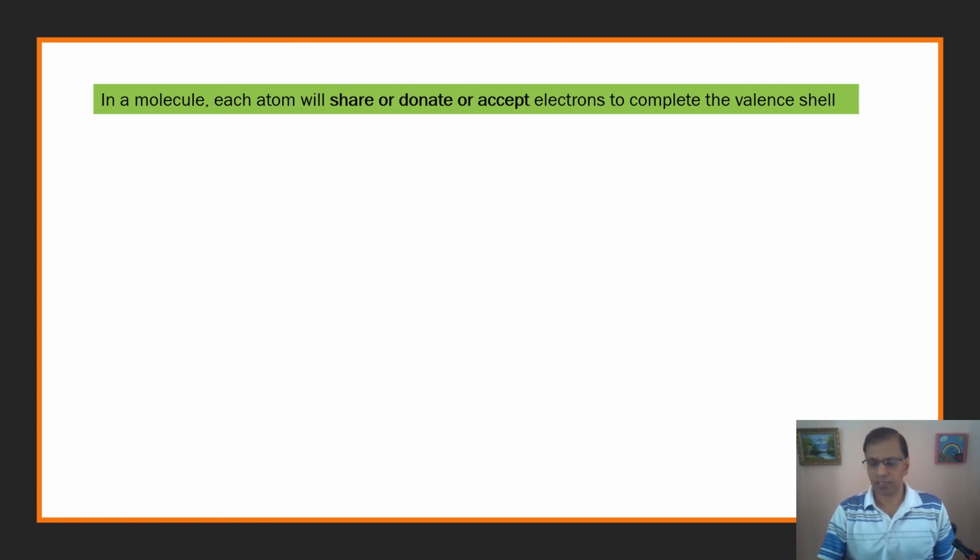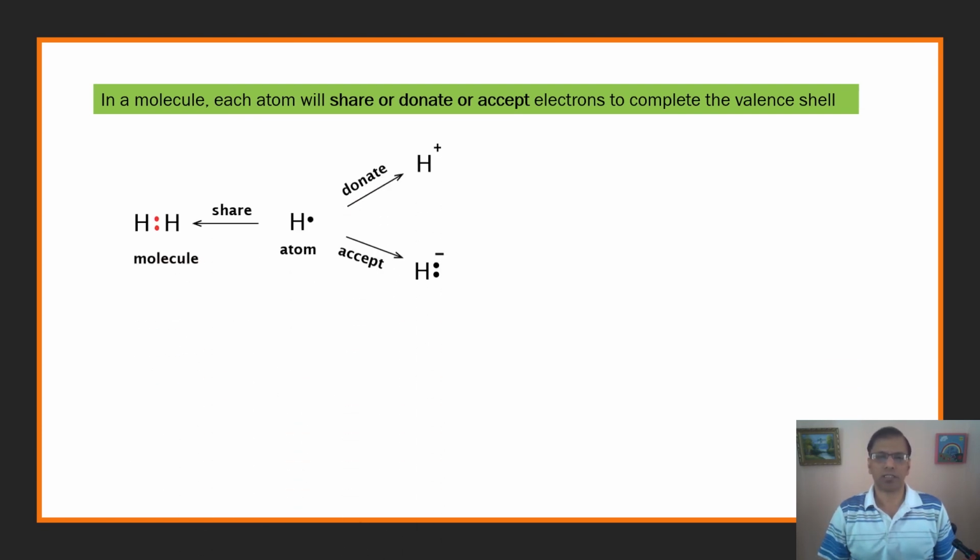So let's take a simple example of hydrogen. Hydrogen has 1 electron in the valence shell. It can donate the electron to give H plus, or it can accept an electron to form H minus, as seen right here. Or it can share its electron, as in the case of the hydrogen molecule.